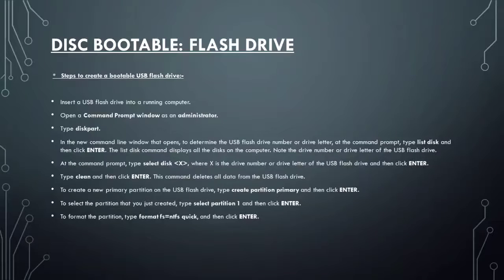These are the steps to create a bootable USB flash drive. First, insert the USB flash drive into a running computer and then open a Command Prompt window as administrator. Type diskpart. In the new command line window that opens, to determine the USB flash drive number or drive letter, at the command prompt, type list disk and then click Enter.